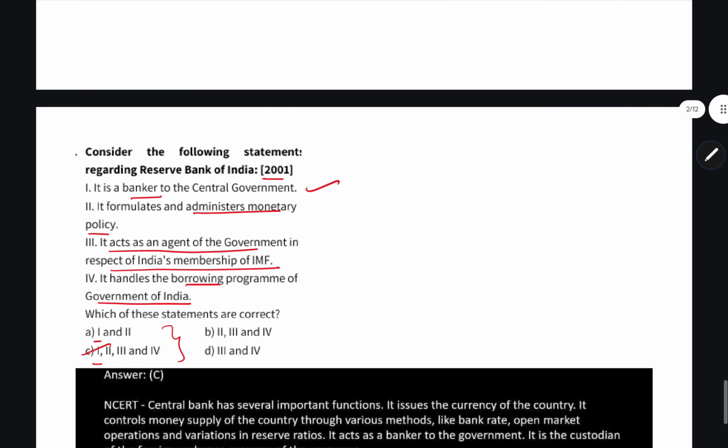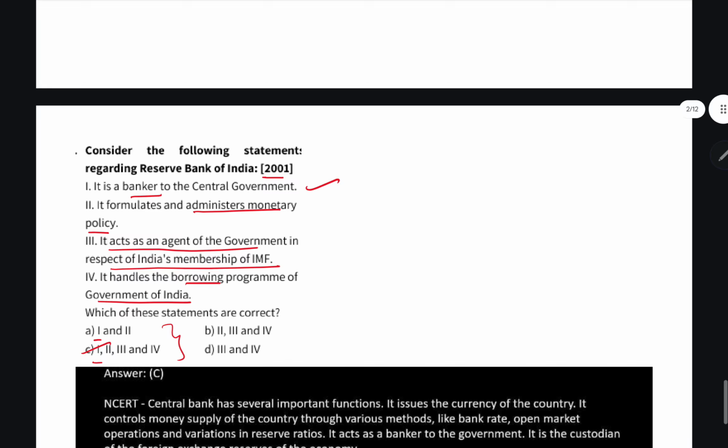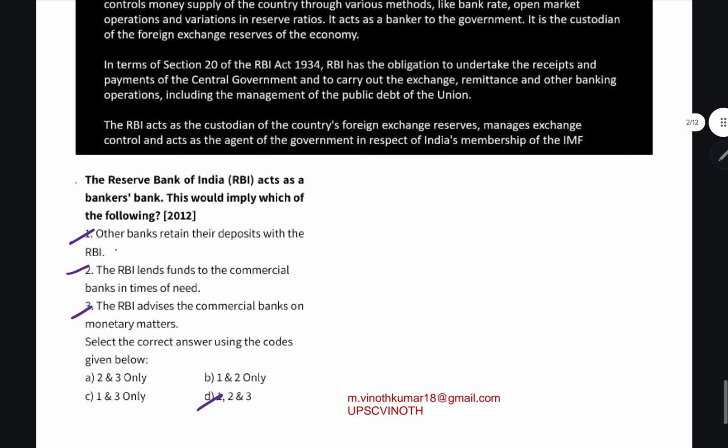Again, consider the following statements regarding Reserve Bank of India. It is banker to the central government. Yes. It formulates and administers monetary policy. Just now we saw RBI formulates the monetary policy. It acts as an agent of the government in respect of India's membership of the IMF. Yes, it is correct. RBI acts as an agent of the Indian government. It handles the borrowing program of the Government of India. Yes, it does.